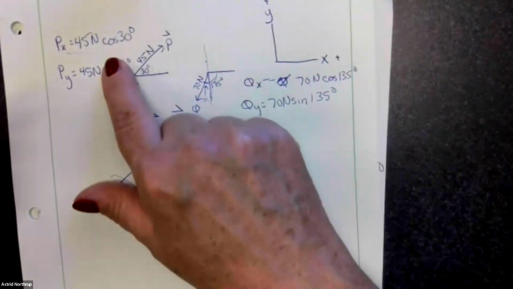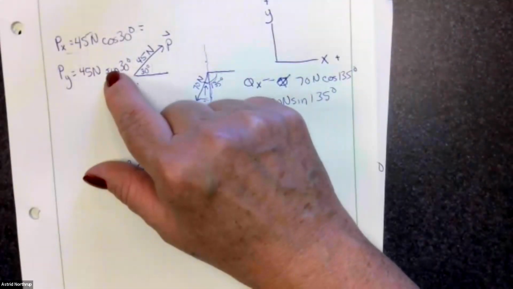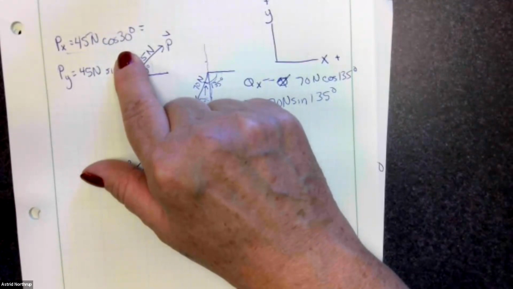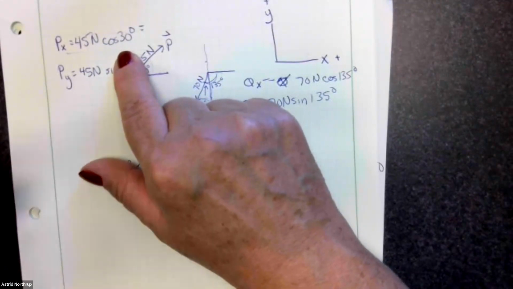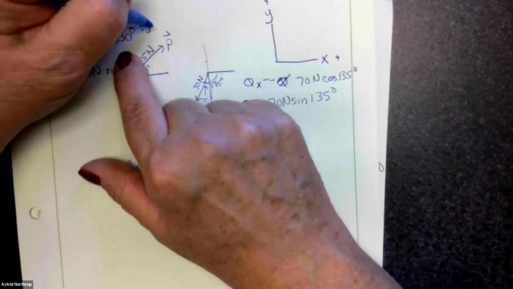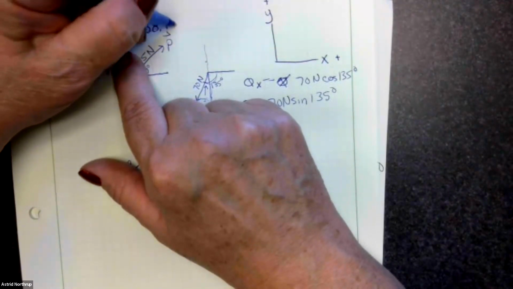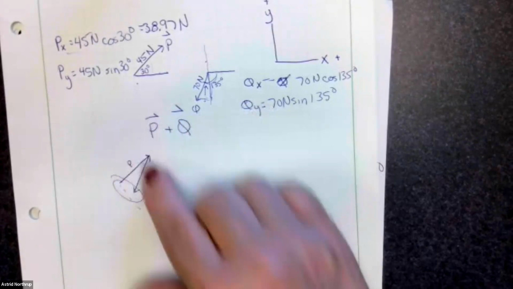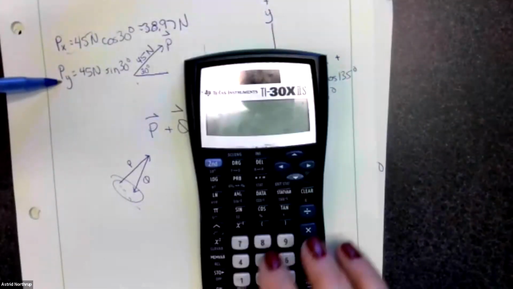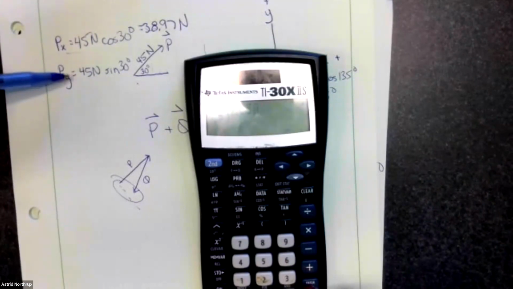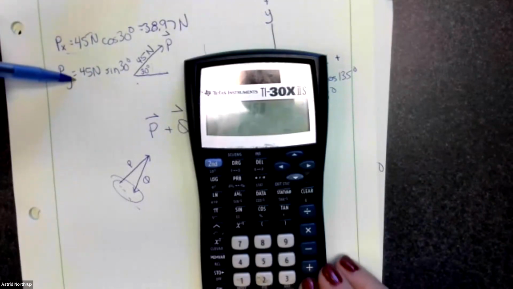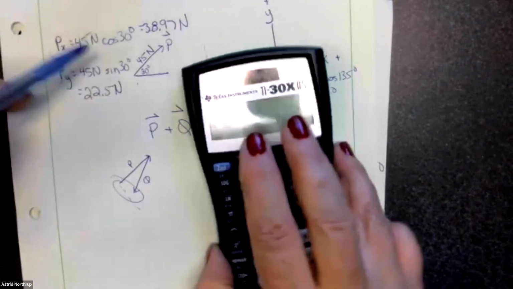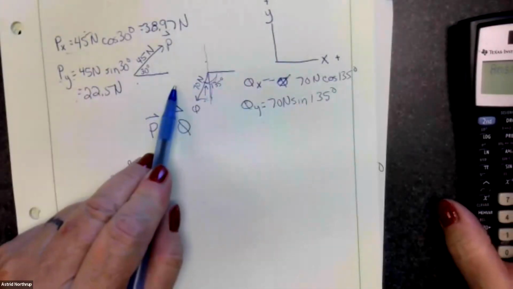All right, so we can write these as numeric values, correct? If I take the cosine of 30 degrees and I multiply that by 45, I get that P sub x is 38. I'm going to leave a couple more decimals here, 38.97 newtons. And put this here, you can see it. P sub y is the sine of 30 degrees multiplied by 45 newtons, which is 22.5 newtons. And you can see both of these are positive, just like this picture indicates, up and to the right.